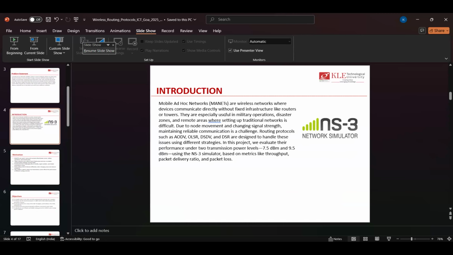Yes. So routing in these networks is very challenging because devices keep on moving and the signal strength constantly changes. To handle this, we use routing protocols like AODV, OLSR, DSDV, and DSR. In our project, we tested these protocols under two different power levels and analyzed how the performance varied in the NS3 network simulator.